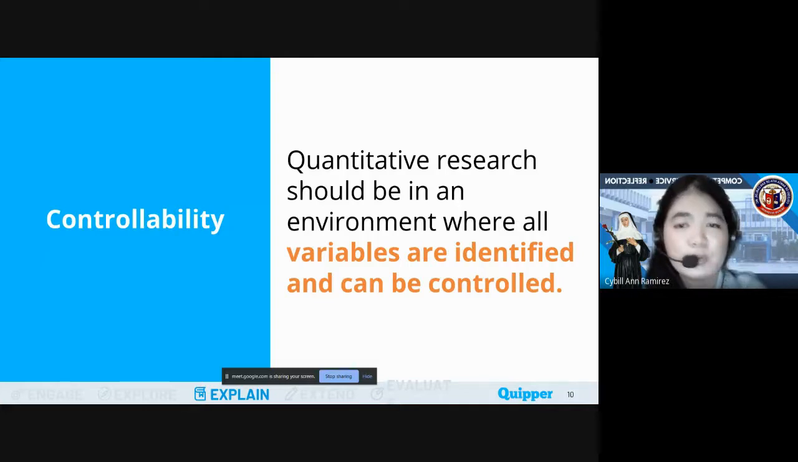That's okay because sometimes others do not agree with the questionnaires of other researchers, so they make their own survey questionnaire instead. But the catch is you have to undergo a test of validity and a test of reliability. What are those two, ma'am?